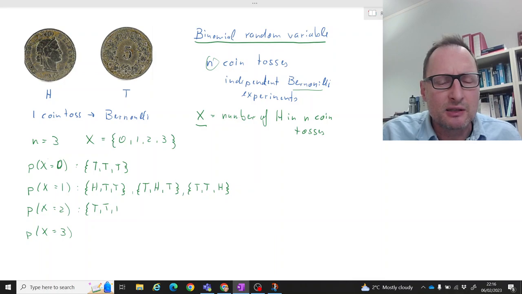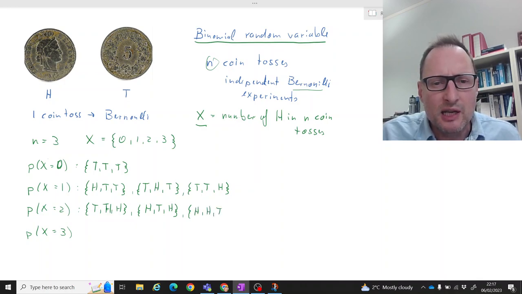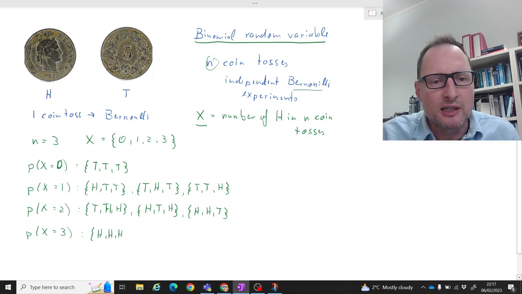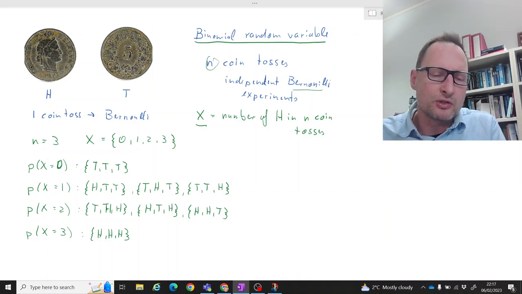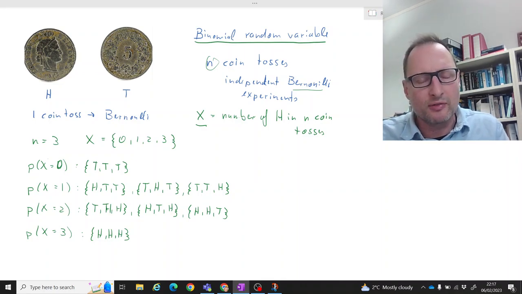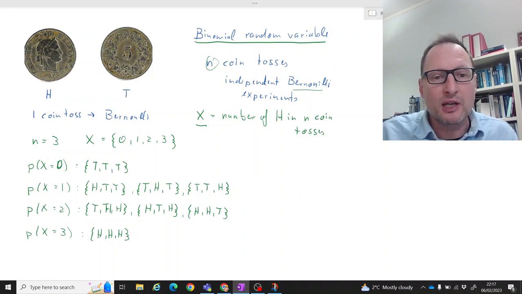And perhaps you can see the structure here. A sequence of tail, head, head would deliver two heads, so X equals 2. Equally, a sequence of head, tail, head would deliver X equals 2, and a sequence of head, head, tail would deliver X equals 2. And lastly, there's only one sequence of coin toss results that would deliver X equals 3. That means 3 heads, and that is if all 3 coin tosses result in heads. All we've done so far is list the possible sequences of the 3 coin tosses and what possible outcome they could have. So, we haven't calculated any probabilities yet.